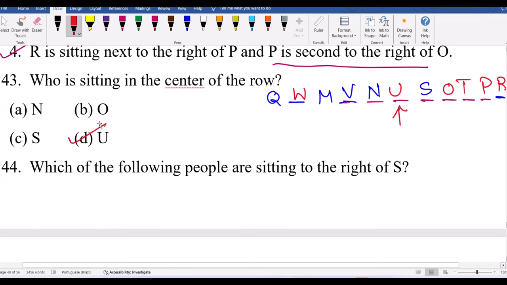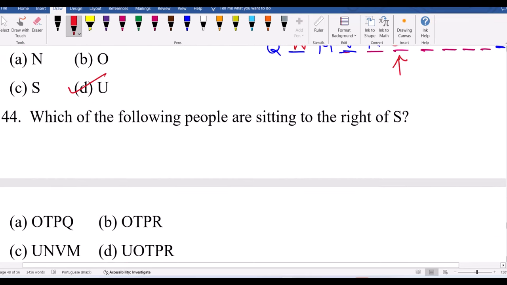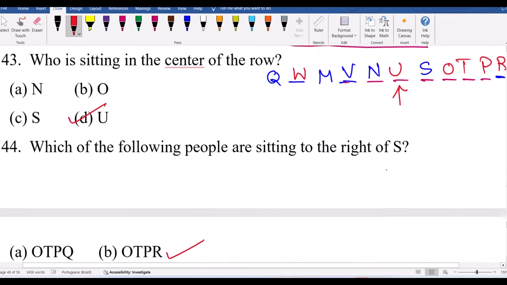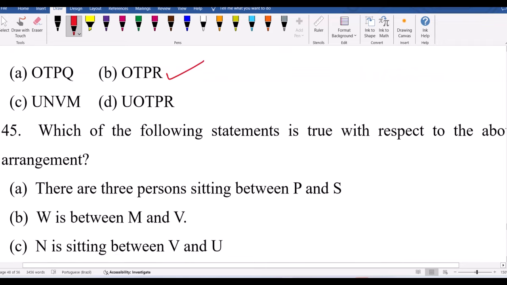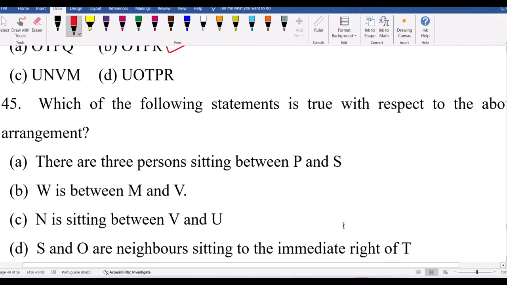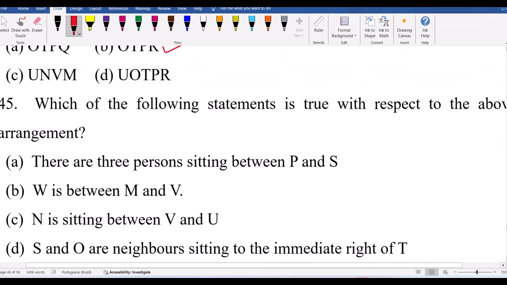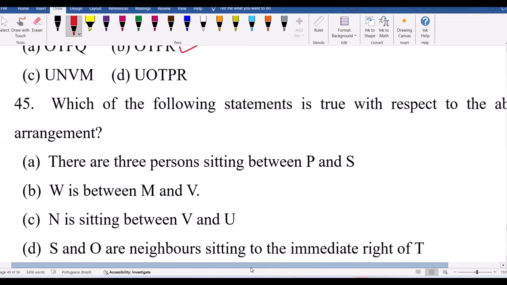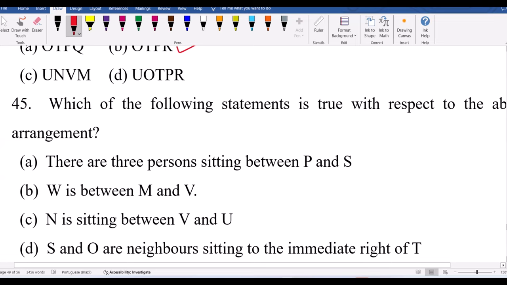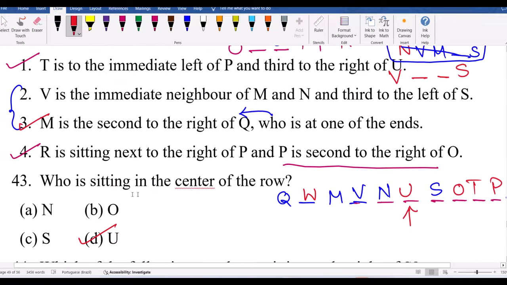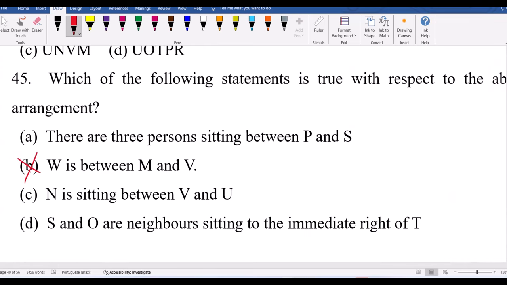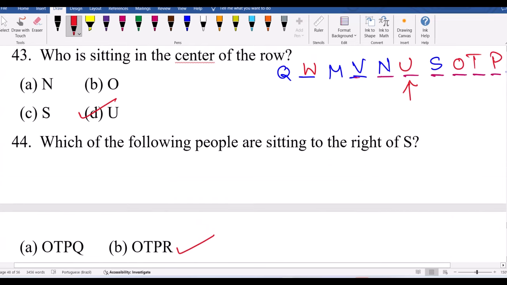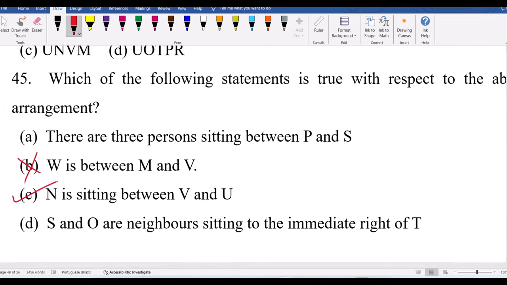Which of the following people are sitting to the right of S? OTPR. S right side OTPR. Long back way, no? Okay. Which of the following is true with respect to the above arrangement? There are three persons between P and S. W is between M and V. W between M and V, no. N is between V and U. N is between V and U, perfect, that's correct. N is sitting between V and U.